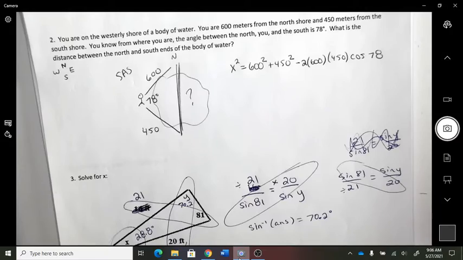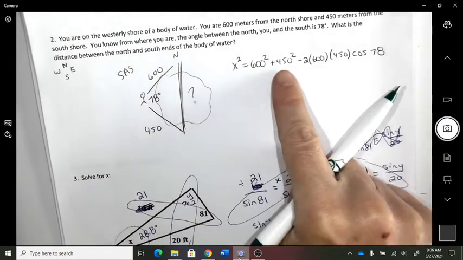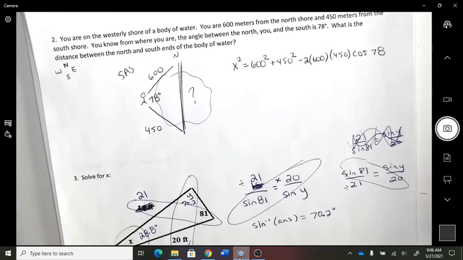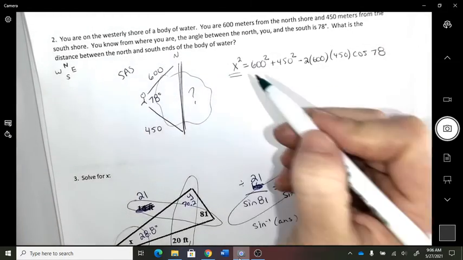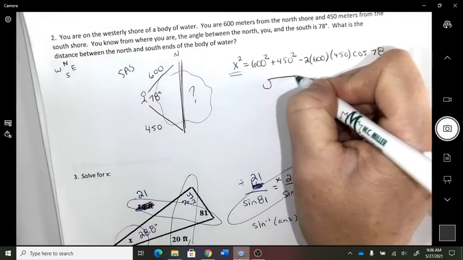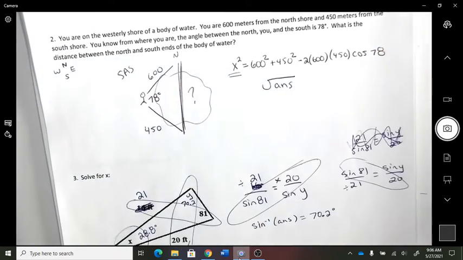Okay, so when you type this one into your calculator, you can just do everything all at once. You don't need brackets around anything or equaling. And what do you think you're going to have to do at the very end? Because this is x squared, you're going to have to square root whatever you have.